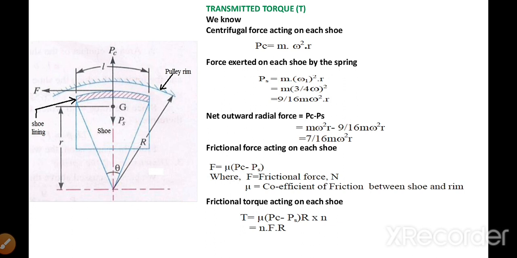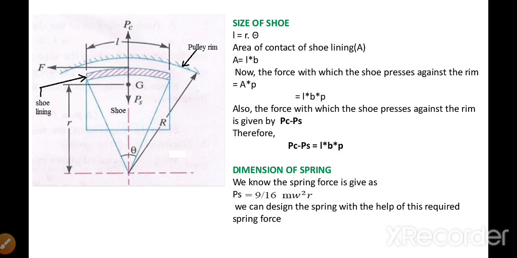If you multiply it by the number of shoes, then you will get the total torque transmitted by the n number of shoes. So by this formula n F r, in short, where F is the frictional resistance, which is given by mu times Pc minus Ps, and r is the radius of the pulley rim, you will get the torque transmitted by the centrifugal clutch. From this formula of torque transmission, you can get the mass of the shoes. Now let's find out the size of the shoes.